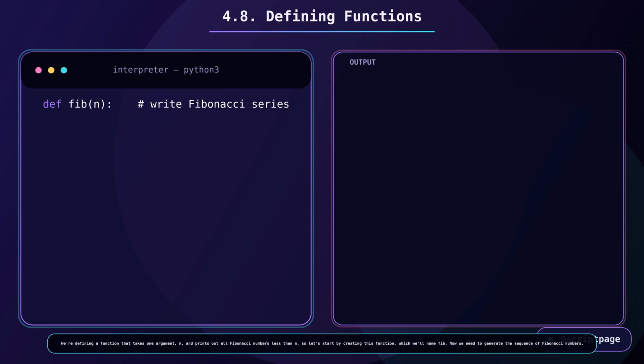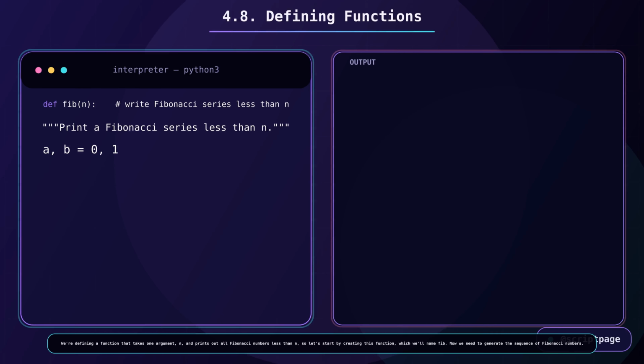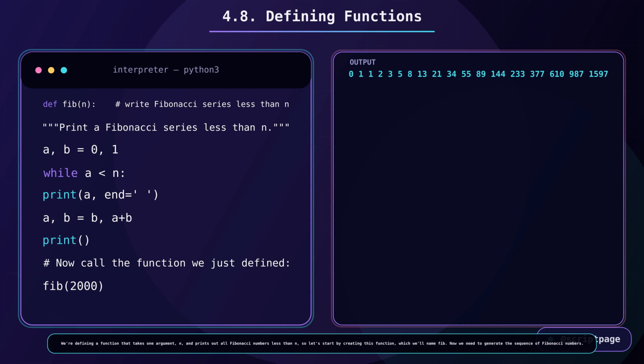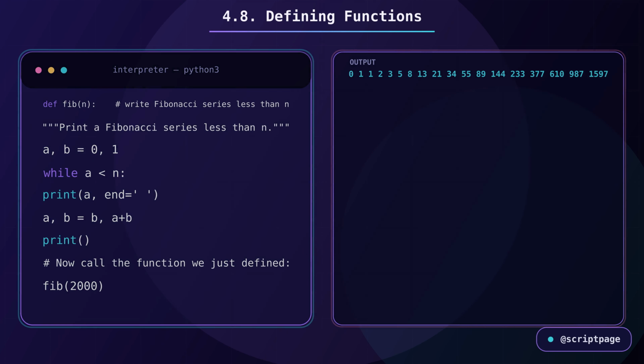We're defining a function that takes one argument, n, and prints out all Fibonacci numbers less than n. So let's start by creating this function, which we'll name fib. Now we need to generate the sequence of Fibonacci numbers.